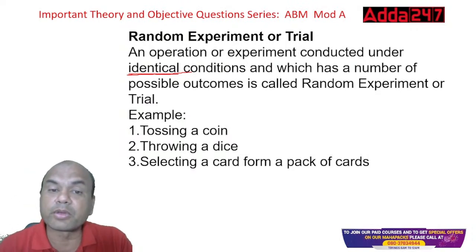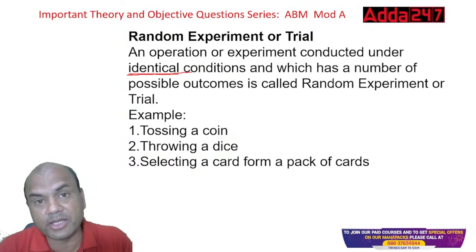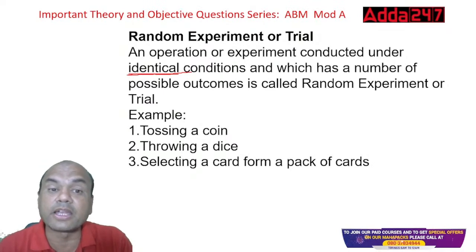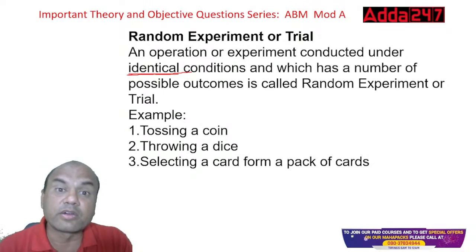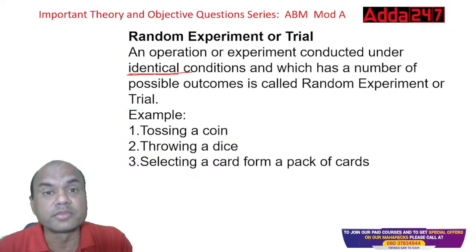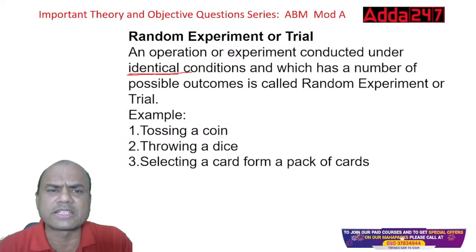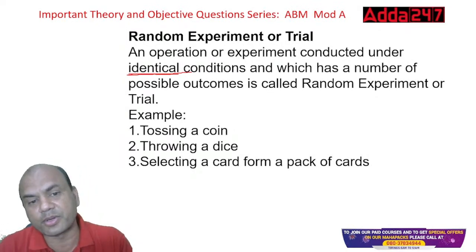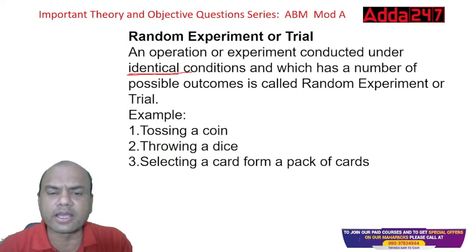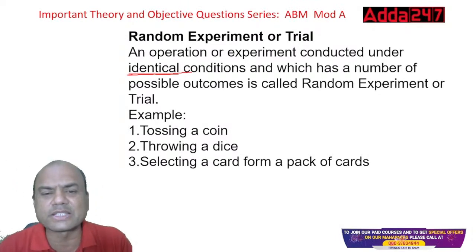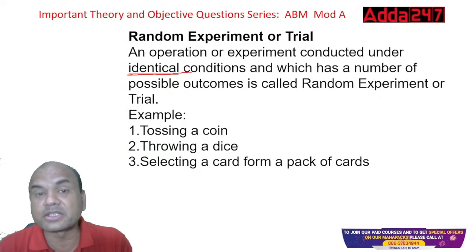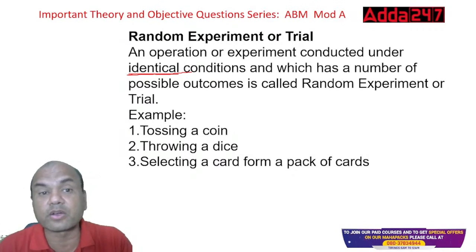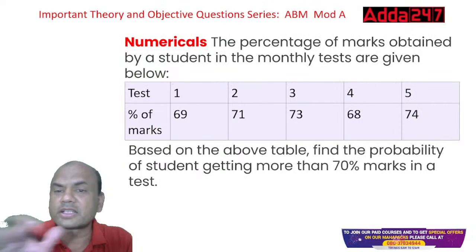Which has a number of possible outcomes, right? Possible outcomes can be anything. Chandrayaan could have crashed like Chandrayaan 2, but it succeeded because the identical conditions were matched in so much detail that the chance of crashing was 0%. So a number of possible outcomes is called a random experiment. Tossing a coin, throwing a dice, selecting a card from a pack are bookish examples. The latest examples are designing a COVID vaccine and designing a Chandrayaan. Now let's solve the numericals.